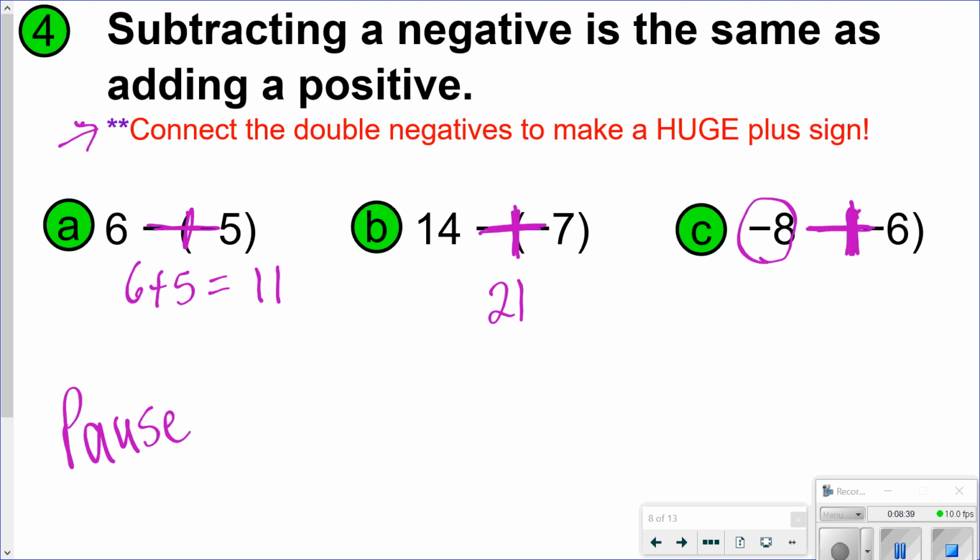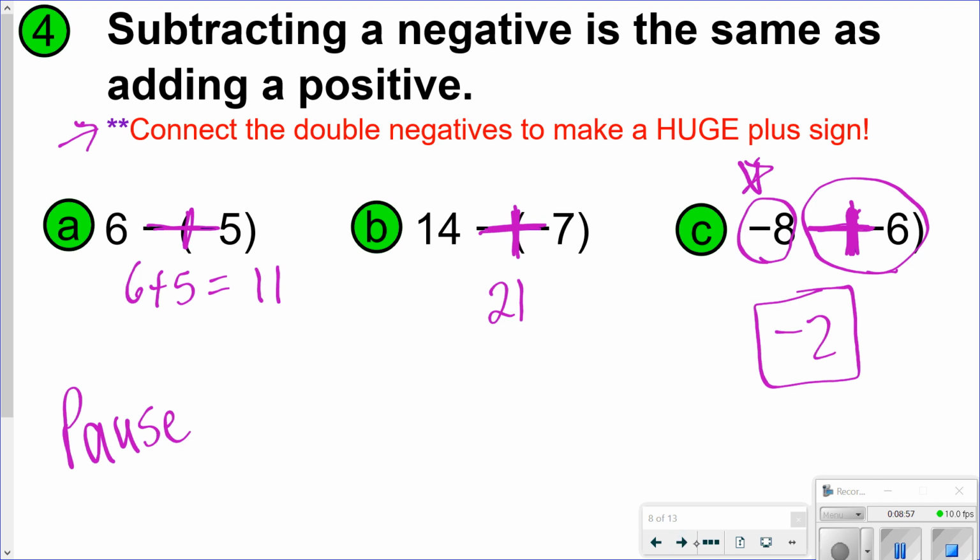-8 +6. That -8 has more negatives than the positive. So it's going to be a -2. Different signs subtract. Keep the sign of the larger absolute value. All right, how did you do?